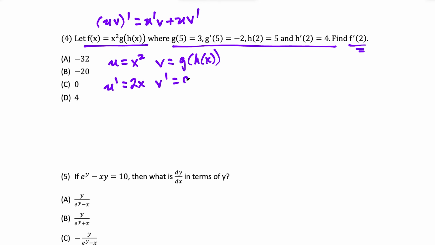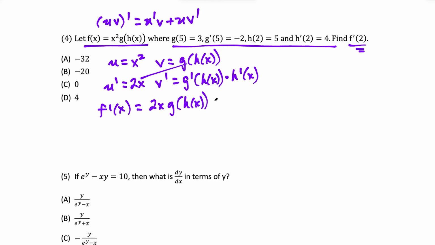So we have the derivative of the outside is g prime, we keep the inside as h of x, and then we multiply by h prime of x. So now let's find what is f prime of x. So f prime of x is equal to, let's say I start with u prime v. So we have 2x times g of h of x, and then we're going to add uv prime, so we have x squared times g prime of h of x, and then times h prime of x. So now we're going to plug in x equals 2.